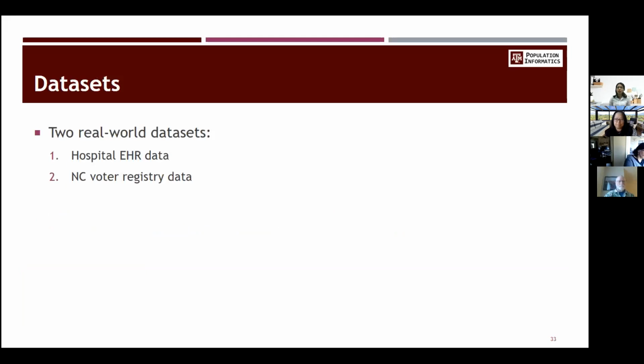For our study, we use two real-world data sets. The first one is hospital EHR data that we used for training. And the second one is North Carolina voter registry data that we only use for testing our model that we trained using EHR data.